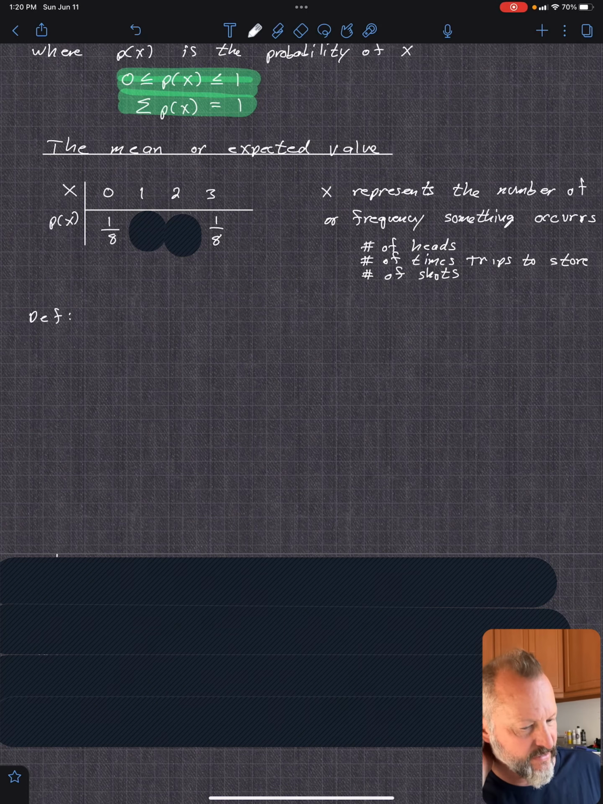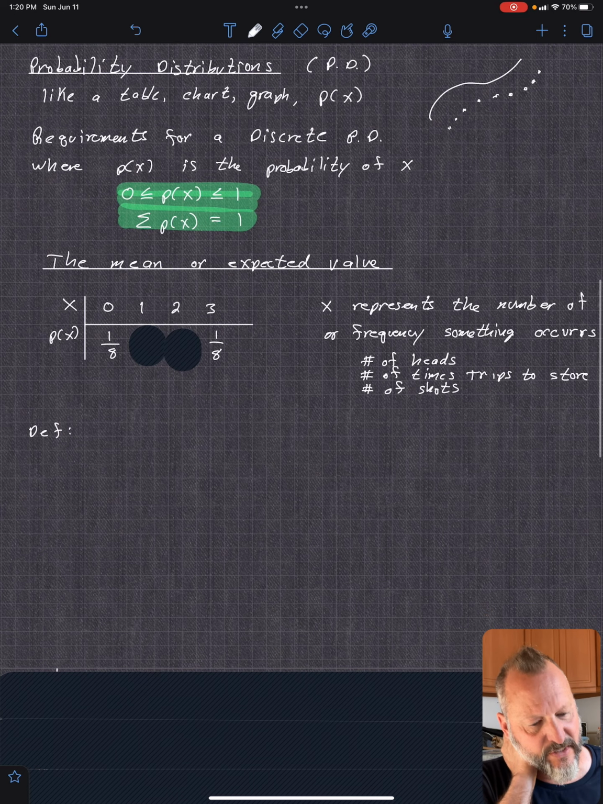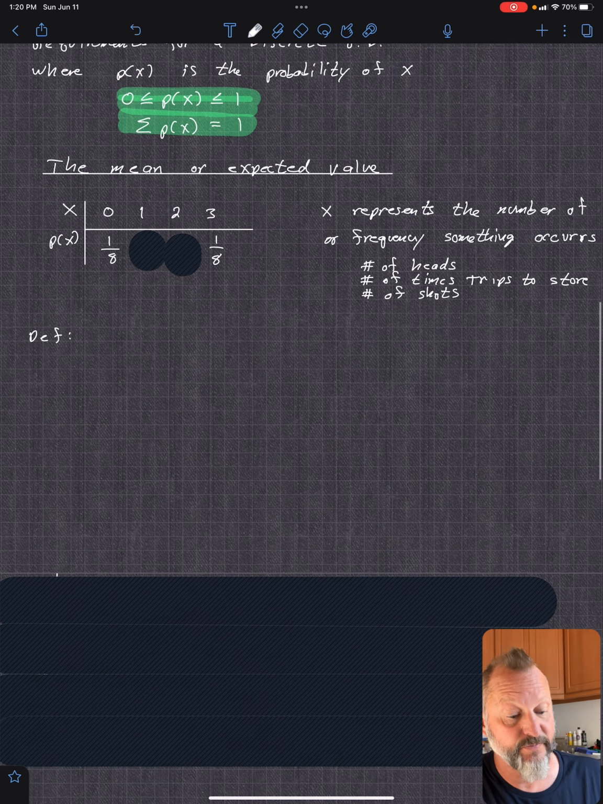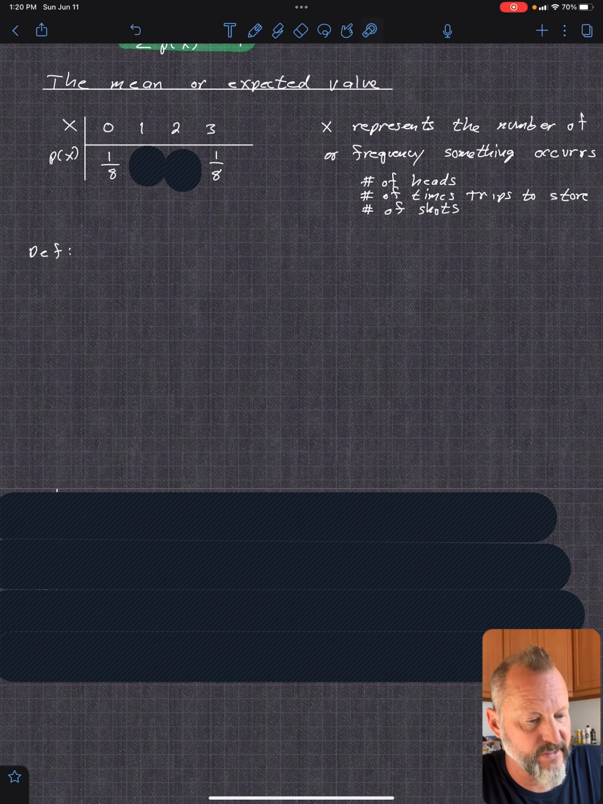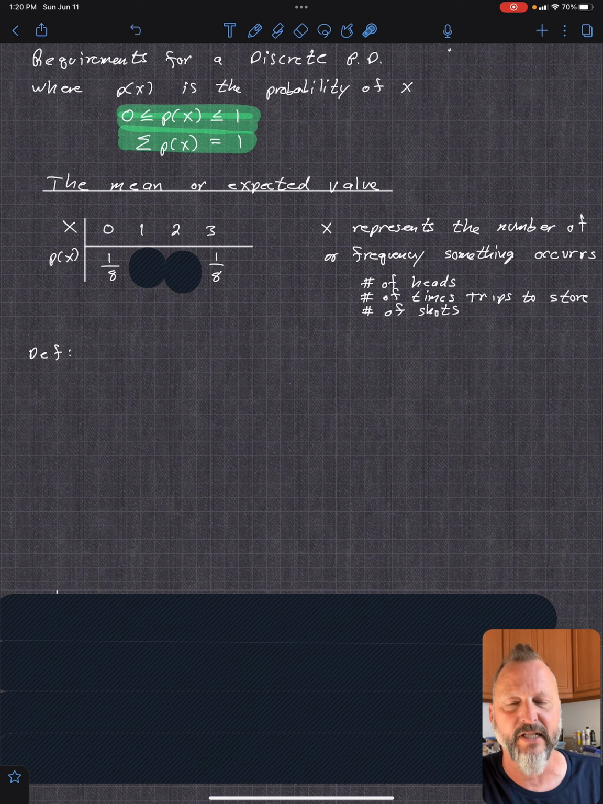Let's take a look at mean and expected value for discrete probability distributions. And the best way to describe this is by example first. So let's take a look at this idea where x is a random variable and P of x is the probability of x. And it could be not just selecting random events, but like the example we're going to look at.